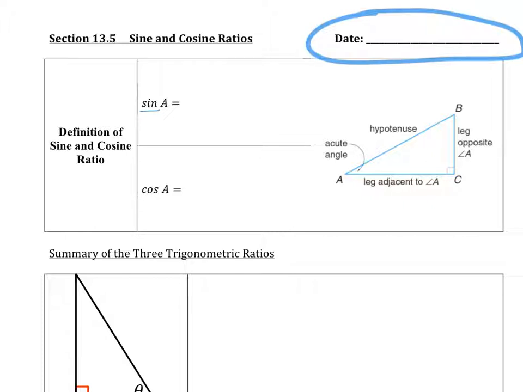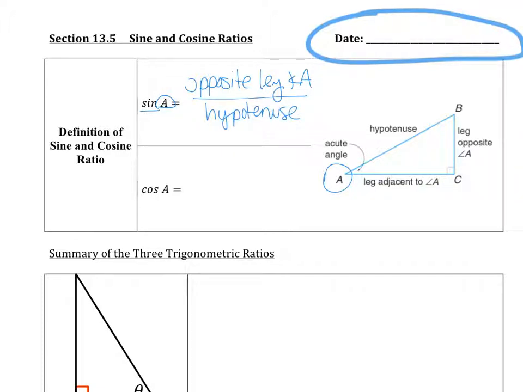So sine of A is going to, again, go with your right triangles, and it's going to be the opposite leg of the angle that we're talking about. So let's talk about angle A here. Opposite leg of angle A divided by the hypotenuse. Alright, so that's the sine is opposite over hypotenuse.